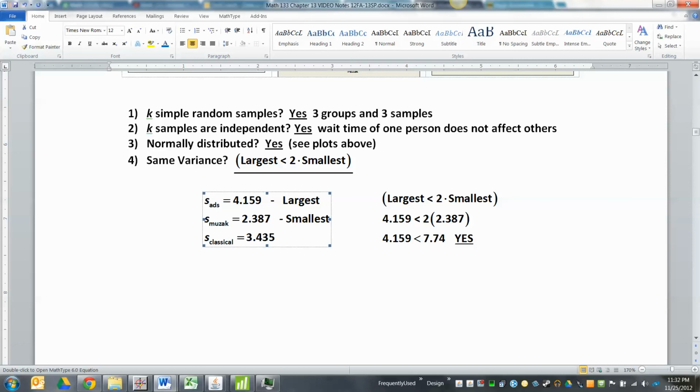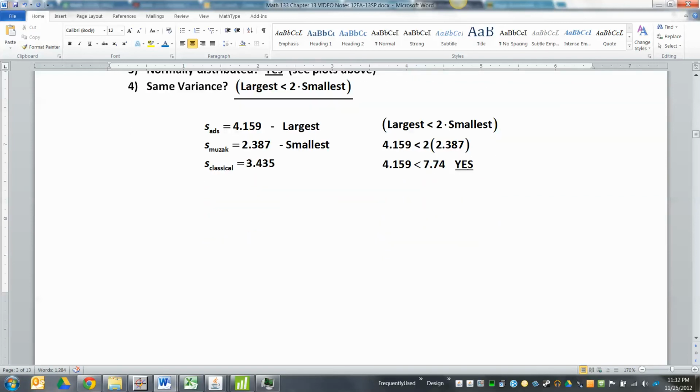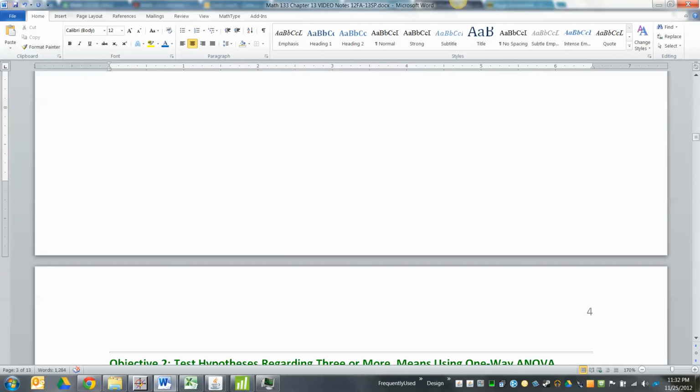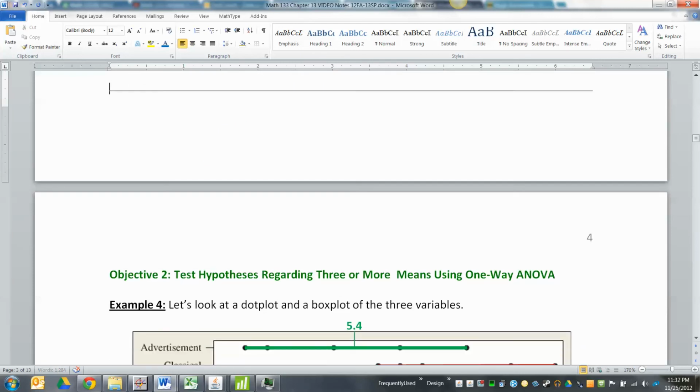So you plug it in. You take your largest, which is 4.159. Is that less than 2 times 2.387? Well, 2 times 2.387 is 7.74, which indeed is larger than that. So yes, we're golden. That's how we're going to verify it. It's a little cheat, but we're going to use it. Cool. Done with that.